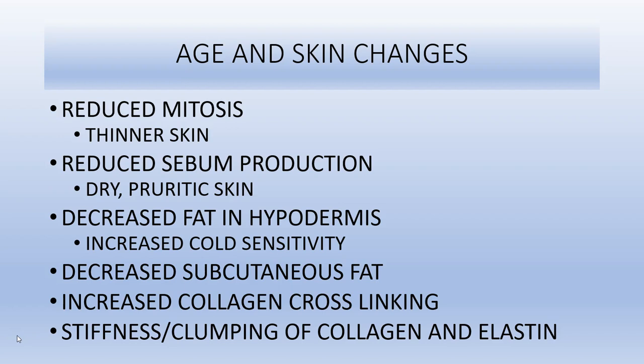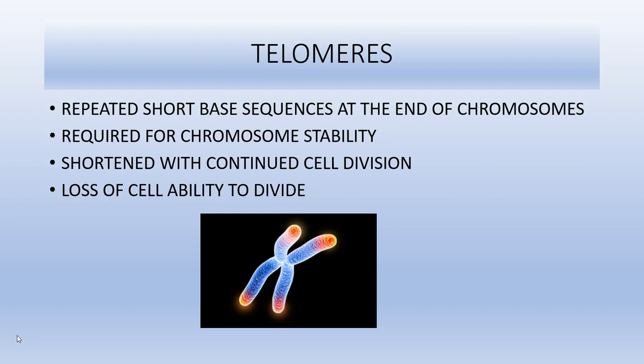The decreased fat in the hypodermis as well as subcutaneous tissues lead to increased cold sensitivity and oftentimes pain because of pressure over bony prominences. Increased collagen cross-linking, particularly with associated advanced glycosylation end products in the diabetic patient, results in lack of thickness of the skin and lack of skin mobility, and we have stiffness and clumping of collagen and elastin, here again resulting in decreased mobility.